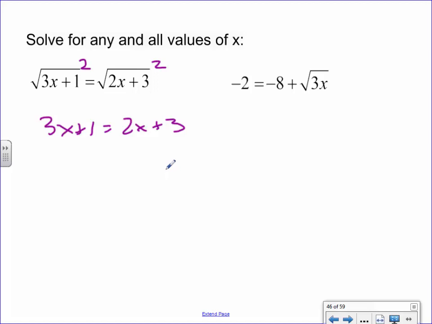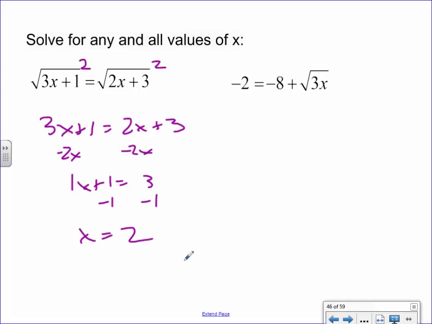So how do you solve a linear equation? Collect like terms, basically. Bring all of your x's to one side. So maybe do this. That'll give you 1x plus 1 equals 3. Subtract 1 from both sides. There, x equals 2.